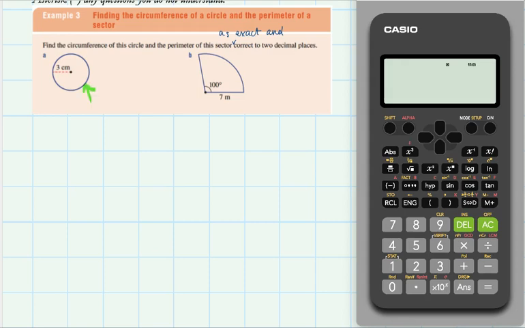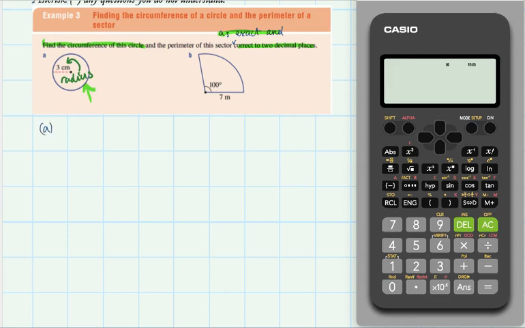It's 3 centimeters, and that's referring to the radius. If you remember from your previous video, the radius is measured from the origin of the circle, the center, to the circumference, which is the outside of the circle. The question says, find the circumference of this circle as an exact value and correct to 2 decimal places. So we're going to tackle that now.